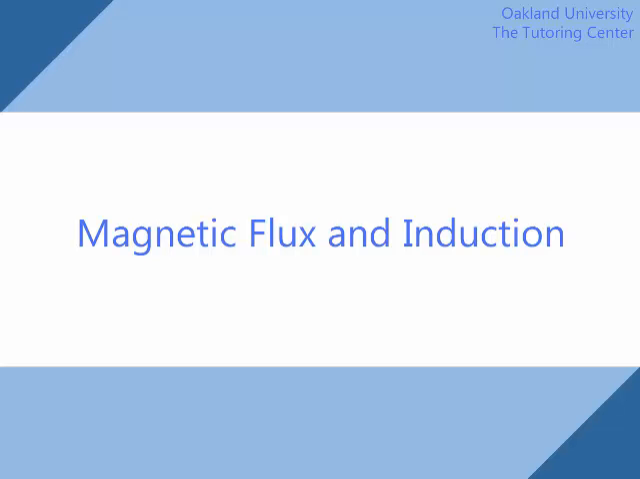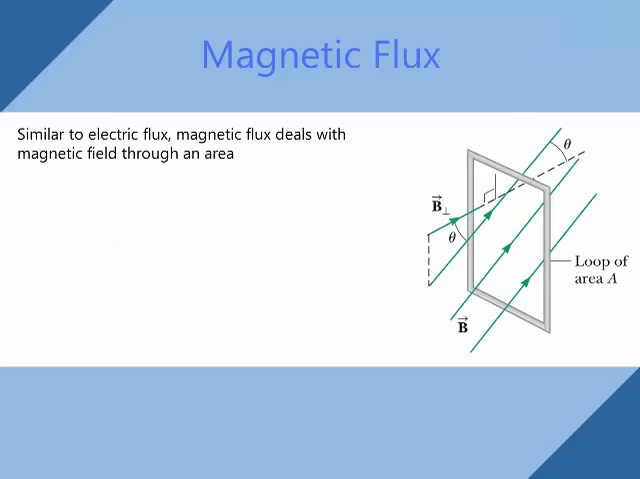Today, we will talk about magnetic flux and Faraday's law of induction. Magnetic flux is similar to electric flux in that it deals with a field permeating an area. The magnetic flux is defined as the strength of the field times the area bound by the loop times the cosine of the angle between the normal to the loop and the field itself.